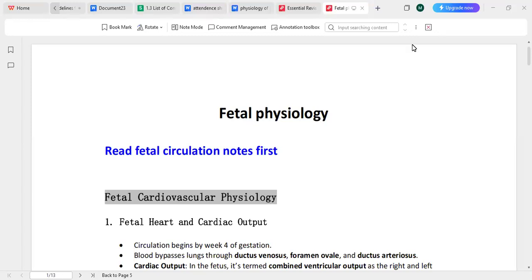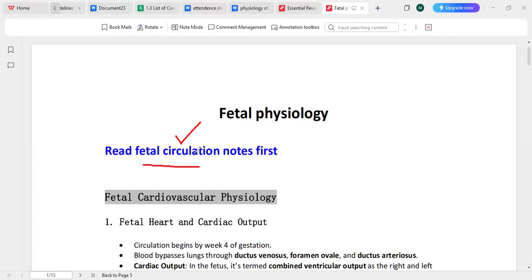Good evening. How's everyone? We are here to discuss fetal physiology. I have written that you should read the fetal circulation notes first. For fetal circulation, we also have a free webinar which is already recorded and available on YouTube for free, so you can follow that also.